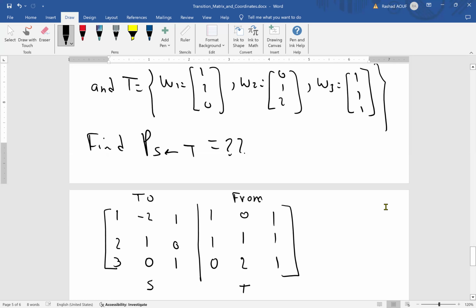Okay, we notice the format. What do we want? From T to S. We put the columns of T on the right hand side and all the columns of S on the left hand side. Then we do RREF. We do RREF on the first part here.